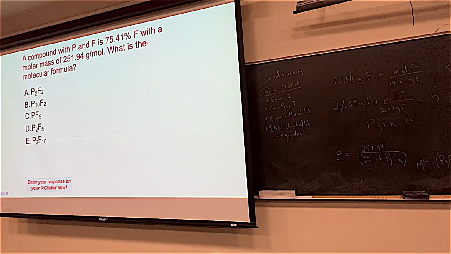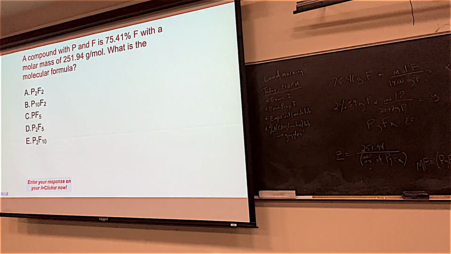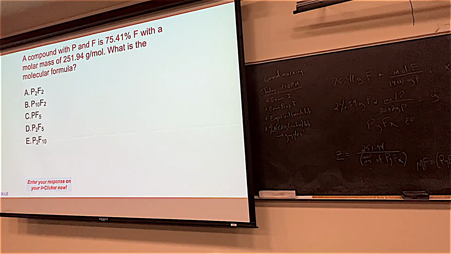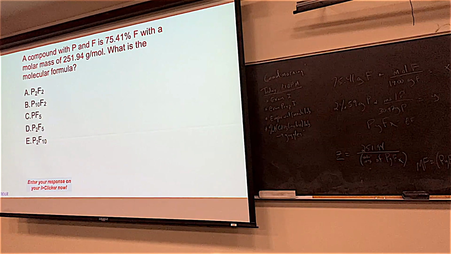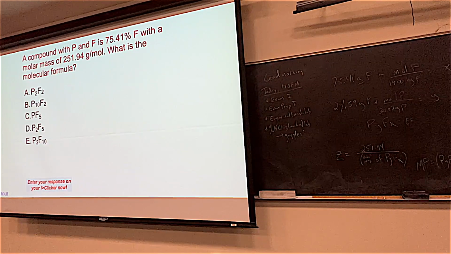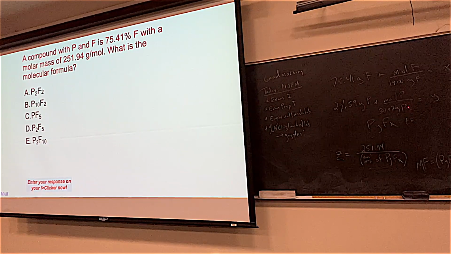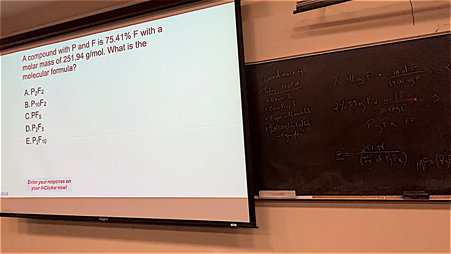So 75.41% became 75.41 grams of fluorine. And then 100 minus this number, 24.59%, I made 24.59 grams of phosphorus. And then grams to moles, these numbers here come from the periodic table. That gives you the moles of X and Y, moles of fluorine and phosphorus.